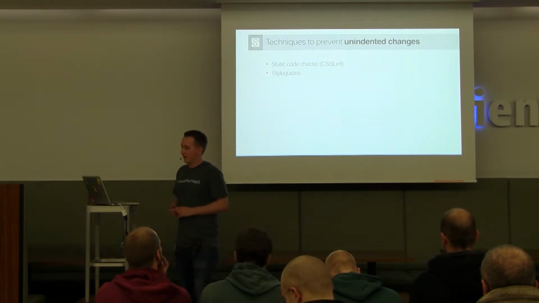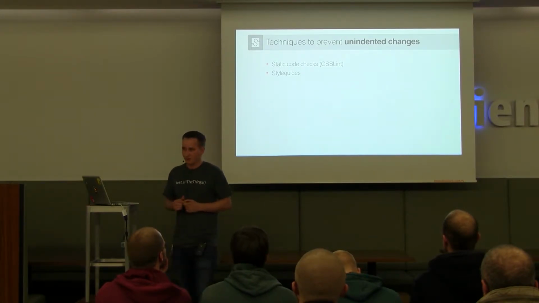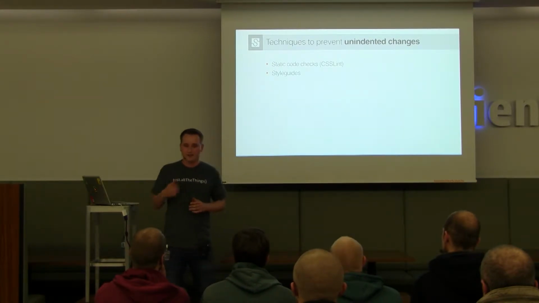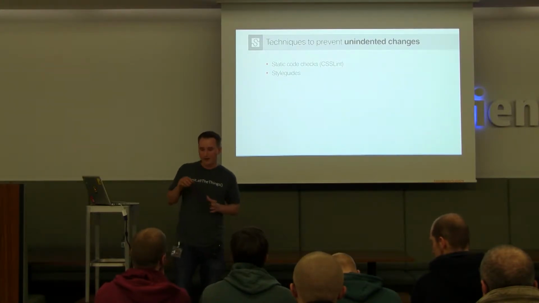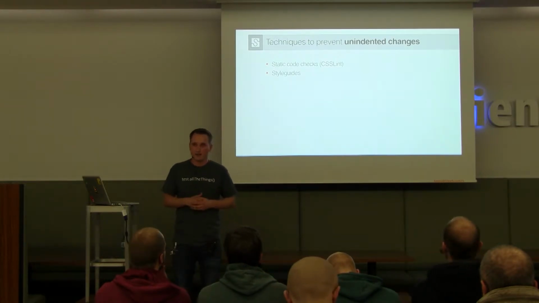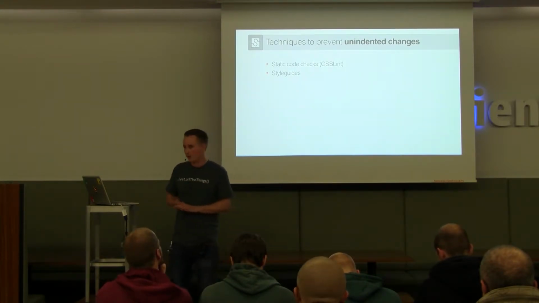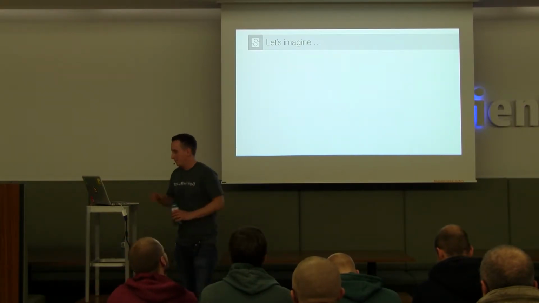The first techniques you can use to prevent unintended changes are static code checks, like CSS Lint, which makes sure that your CSS code is valid. Also, you can use style guides. There are two types of style guides. You can have an in-house style guide that tells employees how they have to write CSS code. And you can have specific project style guides where you define UIs with a specific structure. It's like a contract for how you build UI elements on your website. But usually we don't live in a perfect world, and we can't afford style guides and these things. So let's get back to our basic problem.